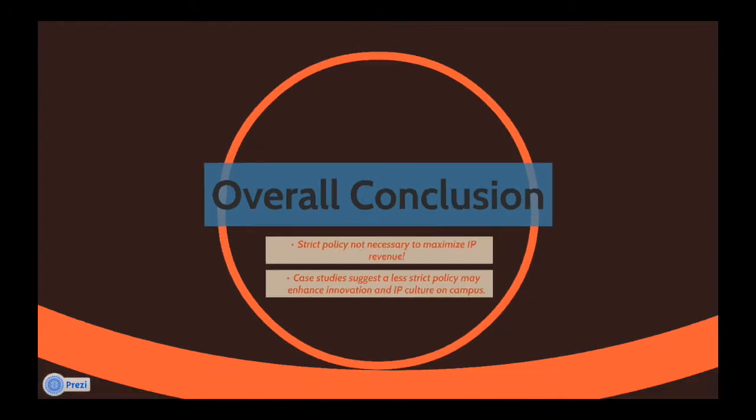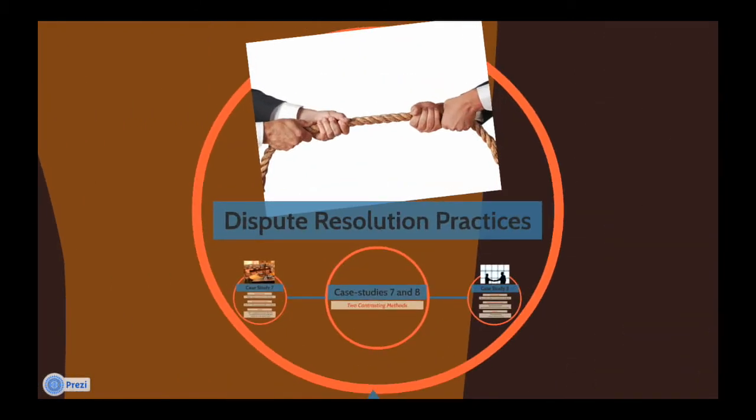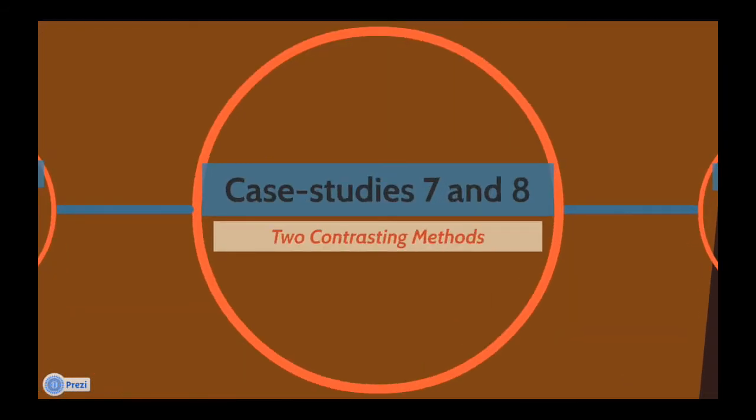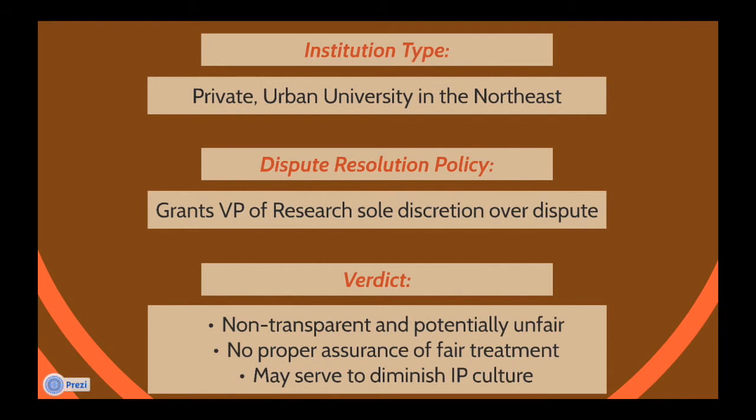Dispute resolution is another important aspect of an institution's IP policies. In this last section, we're going to discuss two case studies illustrating how different policies address rights disputes between creators of IP and their host institution. Case study number 7 is a private urban university in the Northeast. This institution's policy surprisingly grants the Vice President of Research sole discretion to block an IP creator from receiving royalties if their conduct is judged to have breached the school's IP policies.